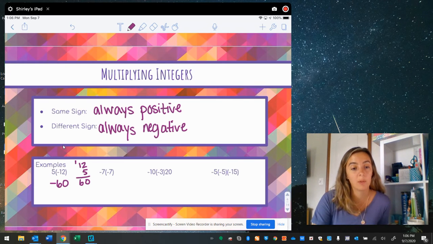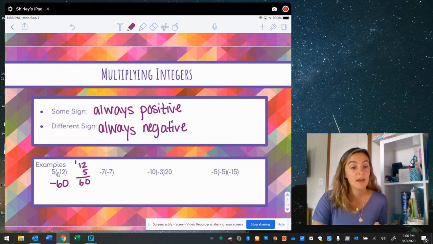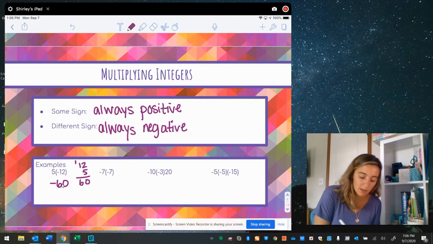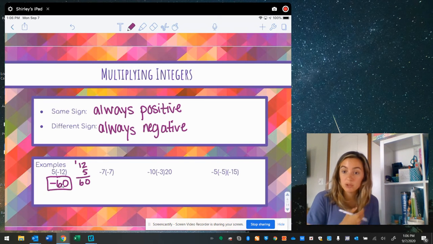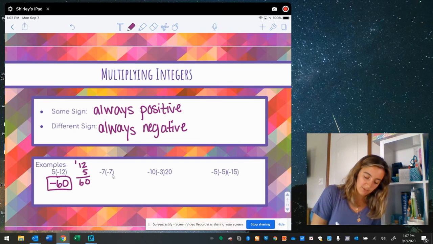Another little brain help to help you do these mental math problems in your head. I'm multiplying 12 by 5. In my head, I know that 12 times 10 is 120. If 5 is half of 10, then my answer is going to be half of 120, which would be 60. Just a little mental math tip. Okay. For the second one, I'm multiplying two numbers with the same sign, so my answer is always going to be positive. Negative 7 times negative 7, that's going to give me 49.